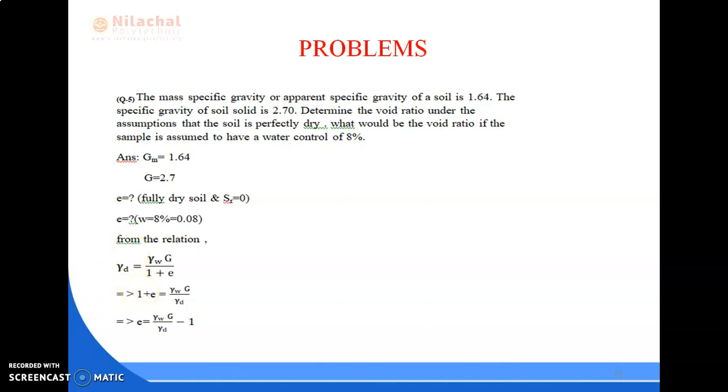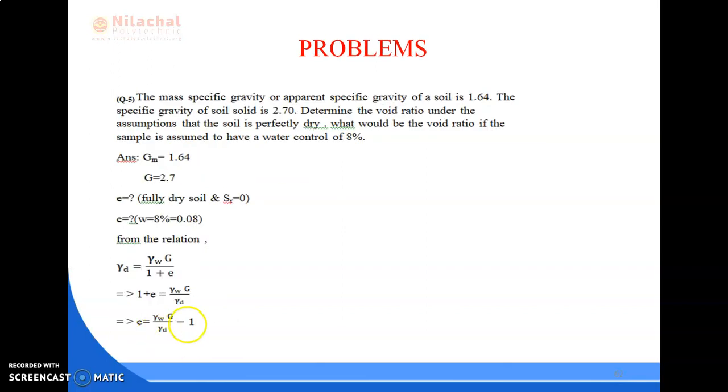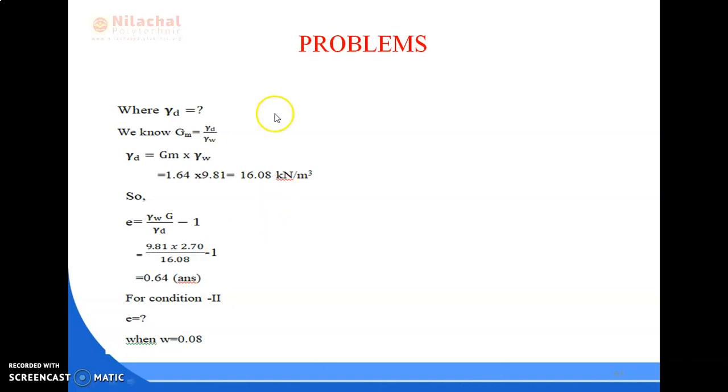From the relation gamma d equal to G gamma w by 1 plus e, we know that 1 plus e equal to G gamma w by gamma d, which implies e equal to G gamma w by gamma d minus 1. This is the relation where gamma d is unknown. Here G value is given in the question, gamma w value we already know, this value is fixed. Only unknown is gamma d.